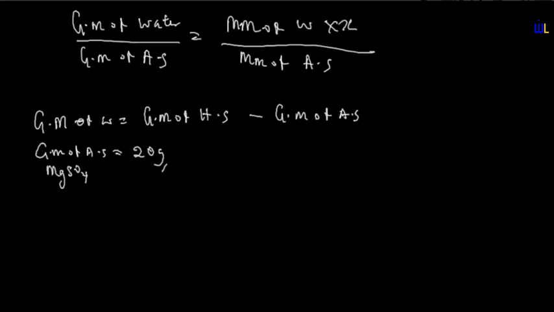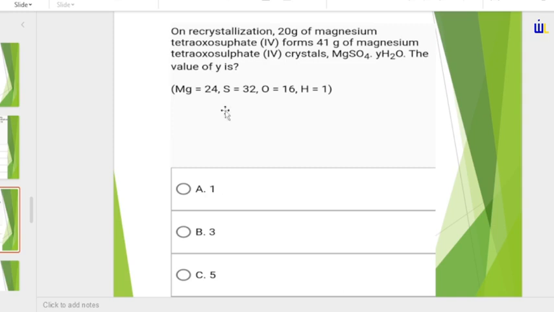Good. Back to the question. They now said it forms 41 grams of magnesium tetraoxosulfate 6 crystal. See the formula. Is this one hydrated or anhydrous? Hydrated, exactly. Because this is hydrated, according to the question, the given mass of the hydrated salt is going to be 41. So let's take note of that.